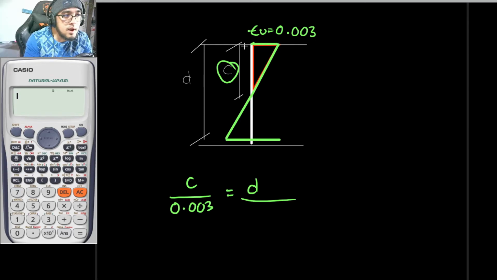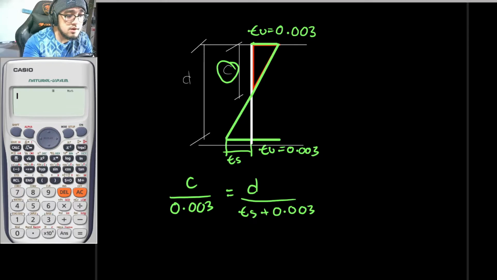So once again, we would be comparing the smaller triangle. So this is to be the smaller triangle, and that is to be C divided by 0.003. And we would be comparing it with this very big triangle, whereas the horizontal dimension here would be strain U equal to 0.003 plus, so what is to be this dimension? So this dimension is to be your strain for your steel. So basically I would just be writing it first. So strain of steel plus 0.003. So that is to be the case here.